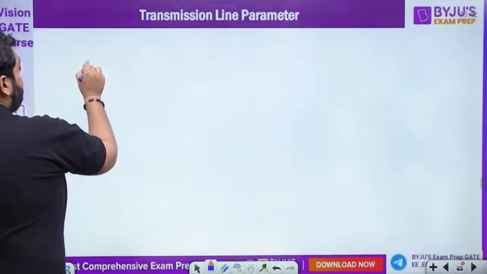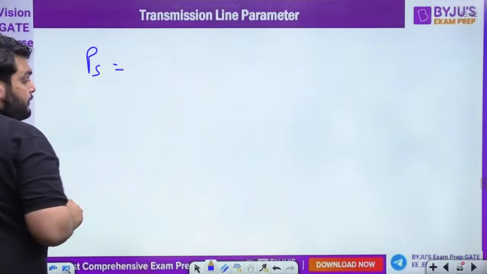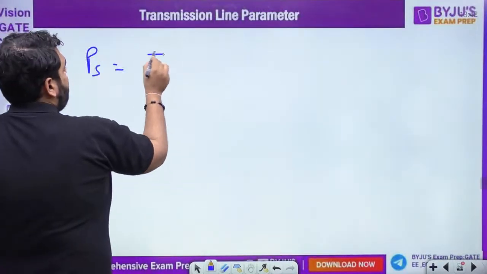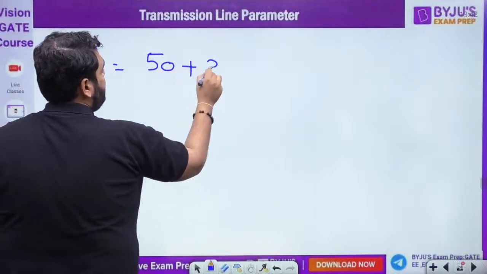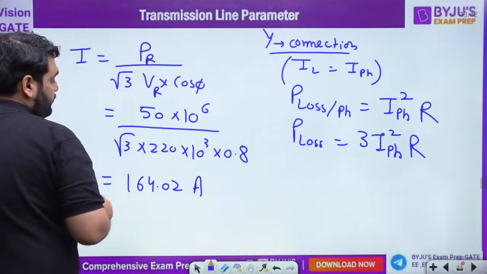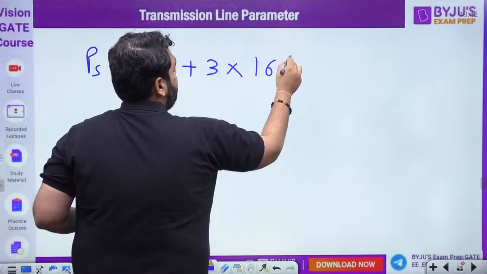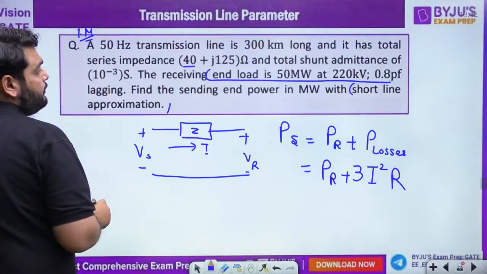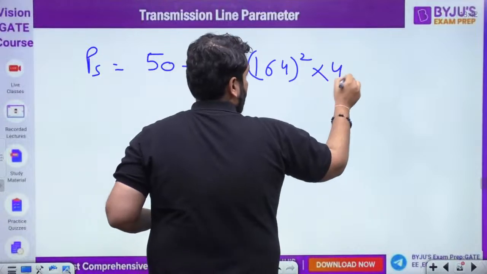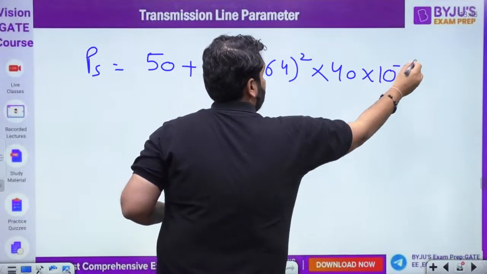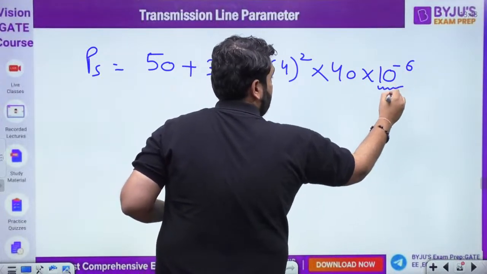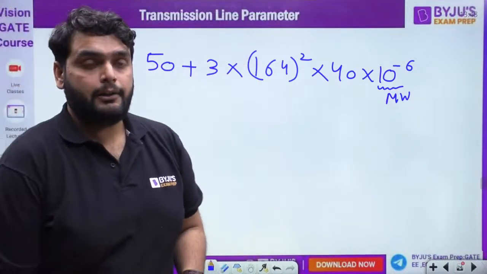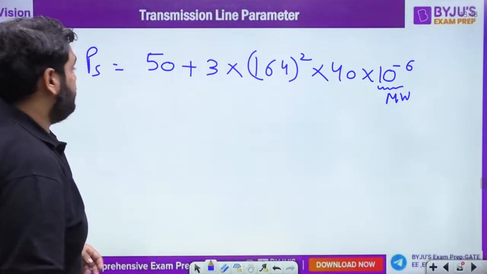So sending end power is equal to receiving end power. What is the receiving end power? Receiving end we have 50 megawatt, plus 3 times 164 whole square multiply resistance per phase. How much is it? It is 40 ohm, 40 into 10 raised to power -6. Why did we do this? To convert it into megawatt, because the sending end power is in megawatt. Okay, so let's solve this.